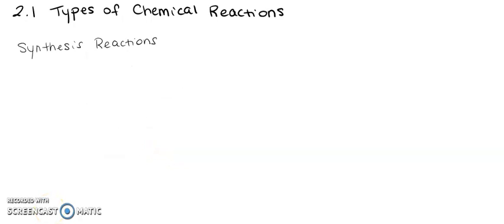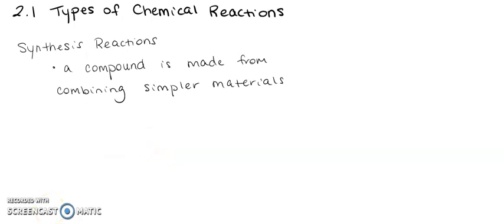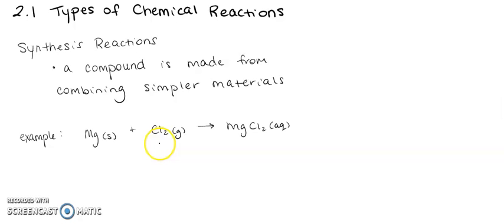First, we're going to talk about synthesis reactions. The word synthesis essentially means putting things together. So in a synthesis reaction, a compound is made from combining simpler materials. For example, solid magnesium can combine with chlorine gas to make magnesium chloride. Now it's important to remember that each of these substances is completely unique. Magnesium is completely different than chlorine gas, which is also completely different than magnesium chloride.